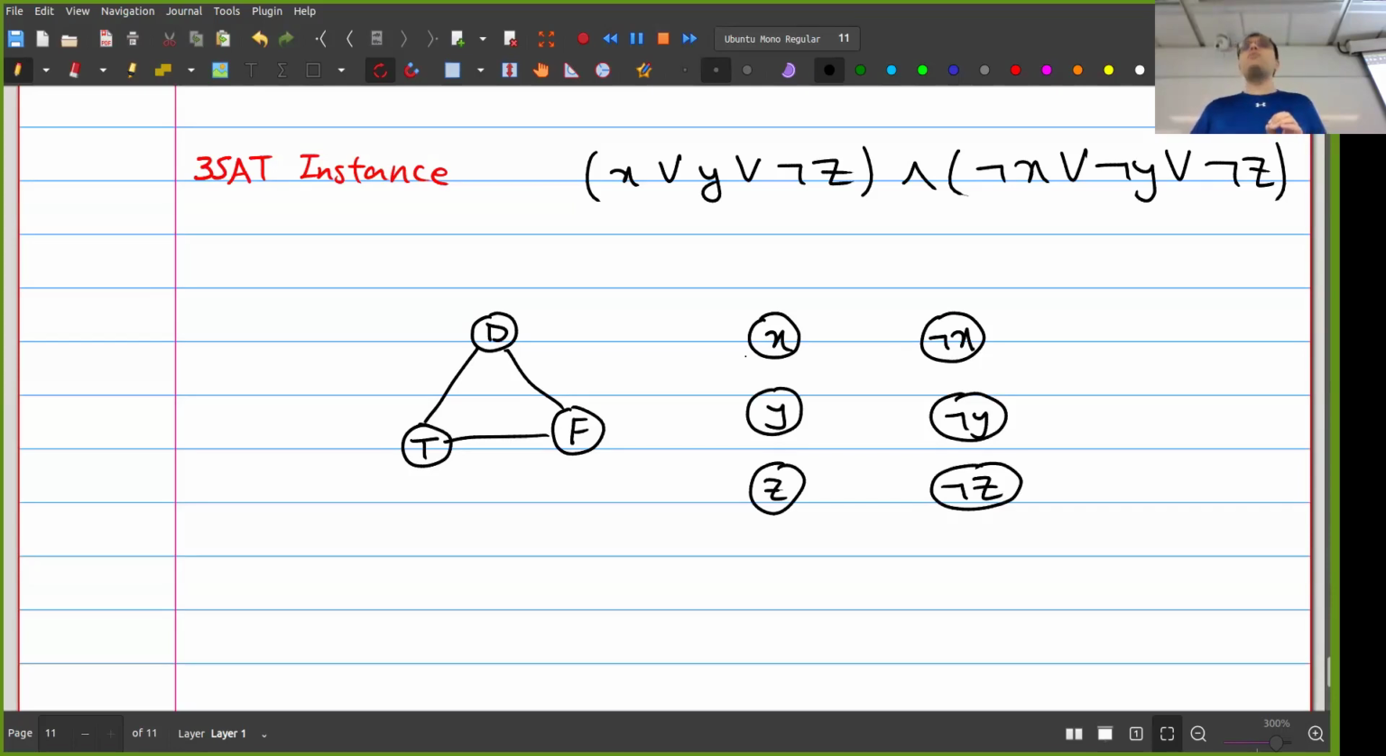Now, I want to enforce that only one of X and not X will be true. So only one of them should have the same color as the true vertex. The other one should not have the same color as the true vertex. How can I do this? Well, first I connect them together, so this ensures that they don't have the same color. Then I connect both of them to dummy.